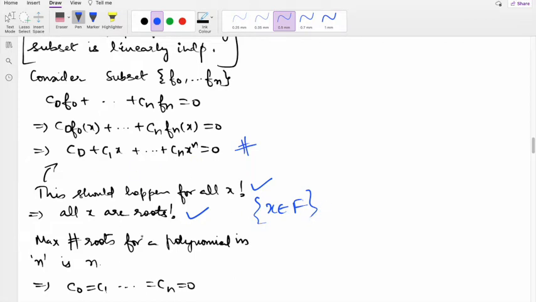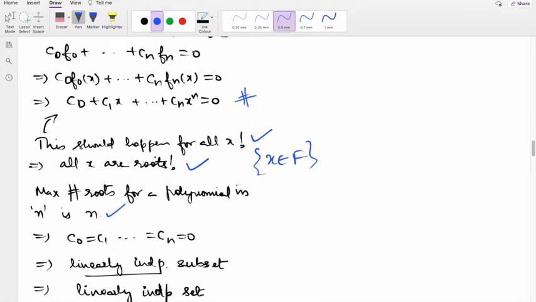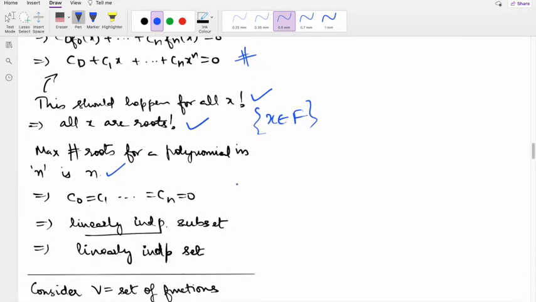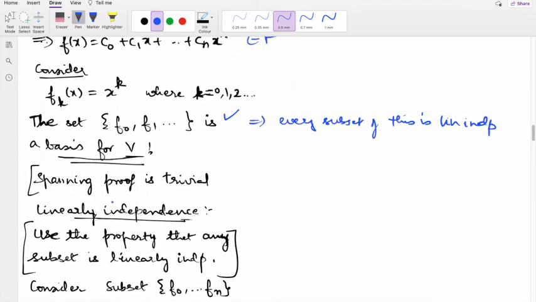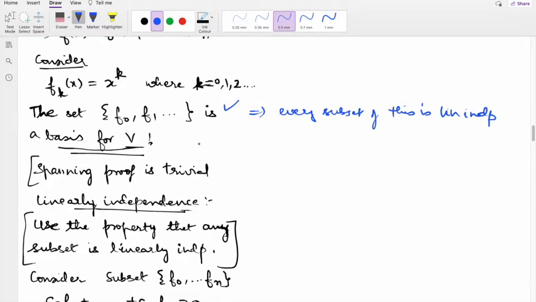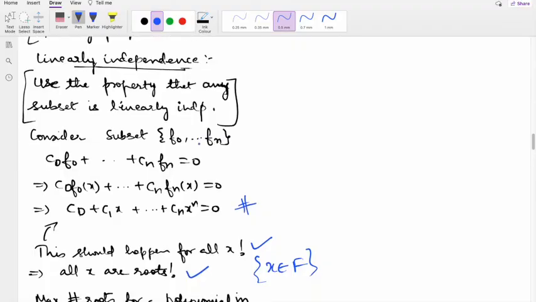Now we know that any polynomial of degree n has at most n roots. So hence this can be true if and only if it's the trivial case, that is c0 to cn should be equal to 0. Which basically means that this subset is linearly independent, which then implies that every subset is linearly independent, and therefore we have a linearly independent set. So this particular way of defining these functions gives a set that is linearly independent. Good enough.